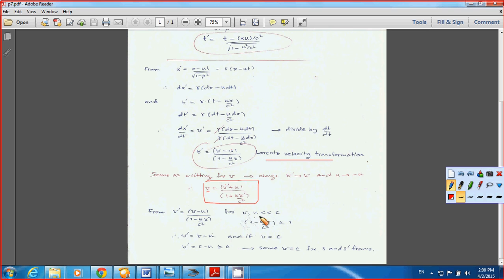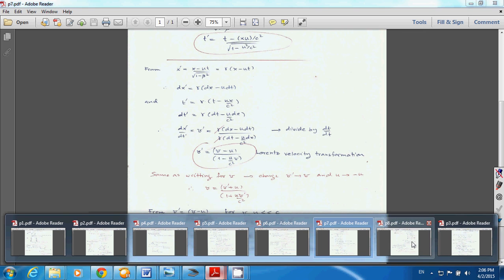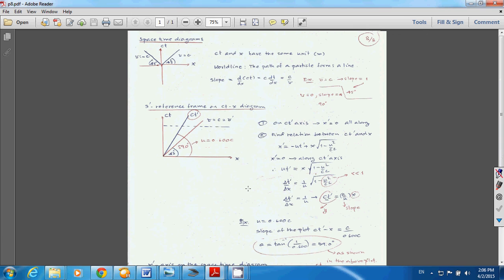For u less than c, v prime is approximately v, and if v equals c and u equals c, you end up with v prime equal to c. So, as the second postulate of Einstein states, the speed c is the same for the s and s prime frames, or in all reference frames. So you already know how to work out the Lorentz coordinate transformation, Lorentz time transformation, and also Lorentz velocity transformation.